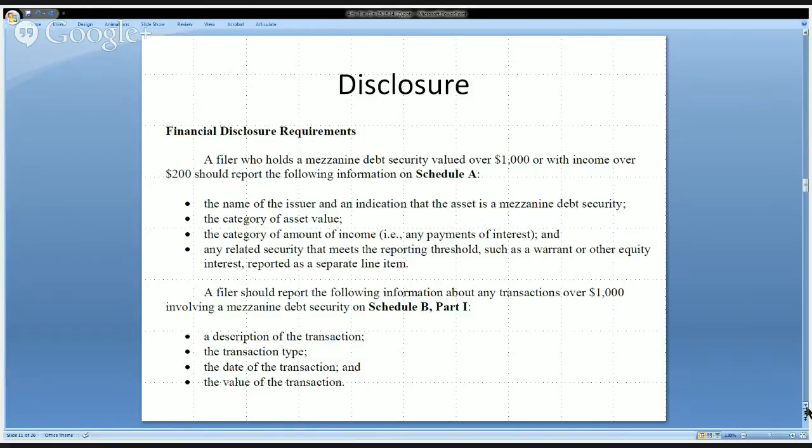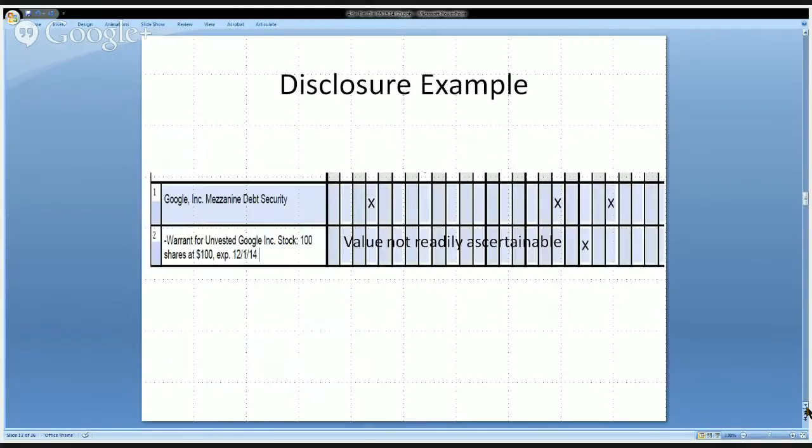And there are also Schedule B reporting requirements, which are similar to every other Schedule B reporting requirement. So we just need the transaction, description of the transaction, the type, the date, and the value of the transaction, just like for any other security. That's right. Excellent.